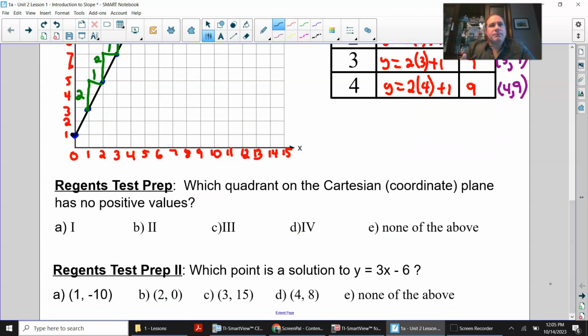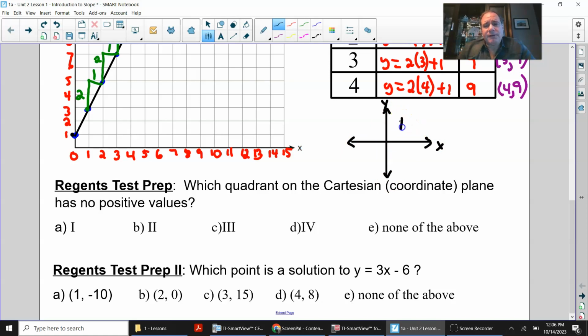So we have a couple of questions here. Which quadrant on the Cartesian plane, the coordinate plane, has no positive values? Let me go ahead and draw a coordinate plane. This would be your y. This is your x. And remember, even the y and the x lines still get arrows. They go in each direction forever.